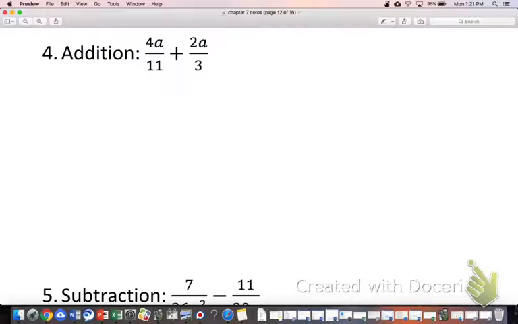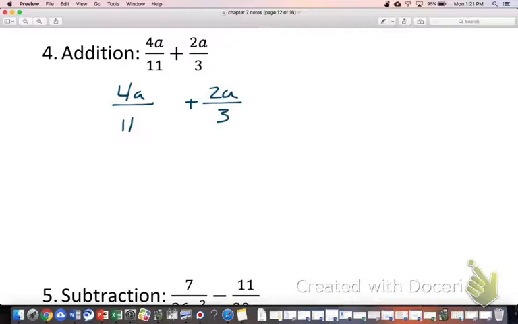33, that's right. And so what I'm going to do is write my fraction over here. It's 4a over 11 plus 2a over 3. I'm going to give myself a little bit more room here. And I need to realize that both my denominators need to be 33 in order for them to be a common denominator. So what do I need to multiply the 11 by to get to 33?